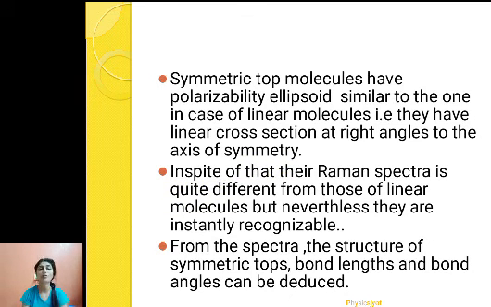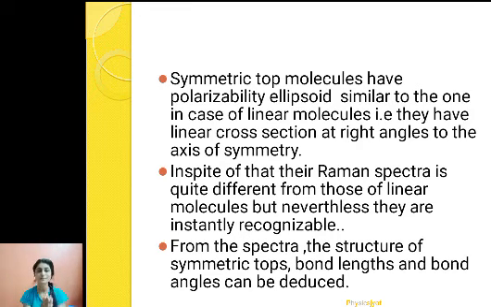Now, symmetric top molecules have a polarizability ellipsoid which is similar to the one in the case of linear molecules. That is, they have a circular cross section at right angles to the axis of symmetry. Still, the Raman spectra are quite different from those of linear molecules, but nevertheless instantly recognizable. If you consider a symmetric top molecule and a linear molecule, the spectra are very different.